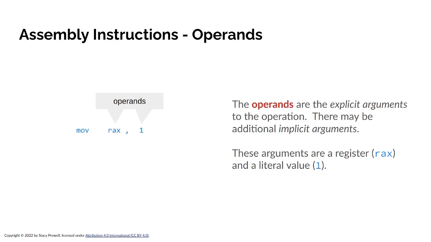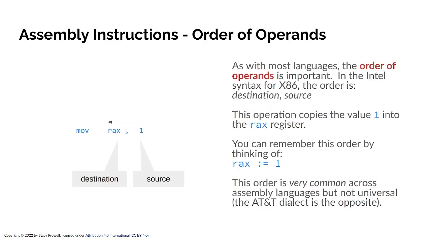There can be explicit arguments like we have right here, and there can be additional implicit arguments which aren't given there but are used. So again, destination, source is the order, and you can think of it as assignment.